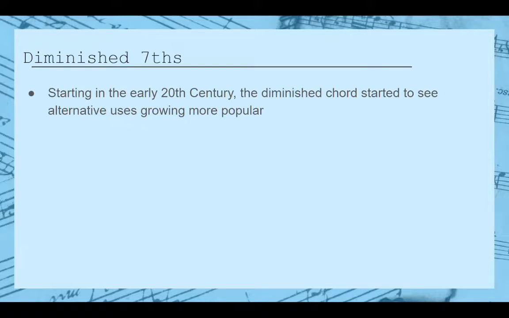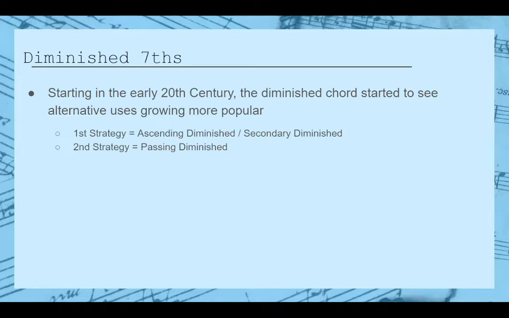However, starting in the 20th century with the birth of jazz and the growing popularity of the Impressionist era, the diminished chord started to see alternative uses grow more and more popular. The first strategy we'll look at is known as the ascending diminished, or sometimes the secondary diminished. This chord is used almost exactly like a secondary dominant.